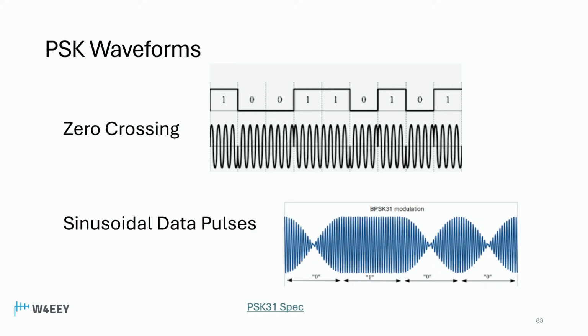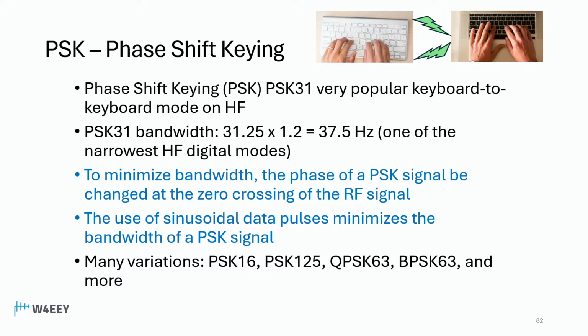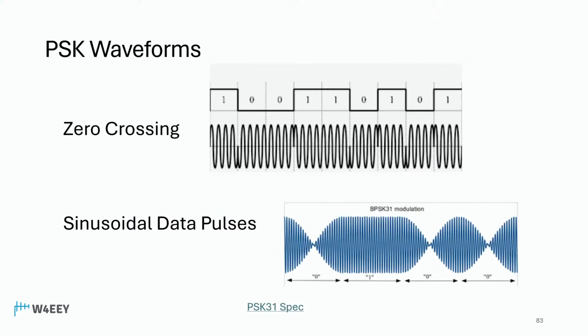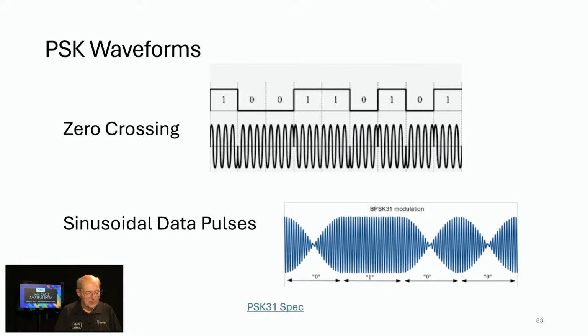Now with that said, let's go back to the previous slide and see if these make sense. To minimize the bandwidth, the phase of a PSK signal should be changed at the zero crossing of the RF signal. I paraphrased that a little. The use of sinusoidal data pulses minimizes the bandwidth. So here we see the zero crossing points, and we see the shaped or sinusoidal data pulses.